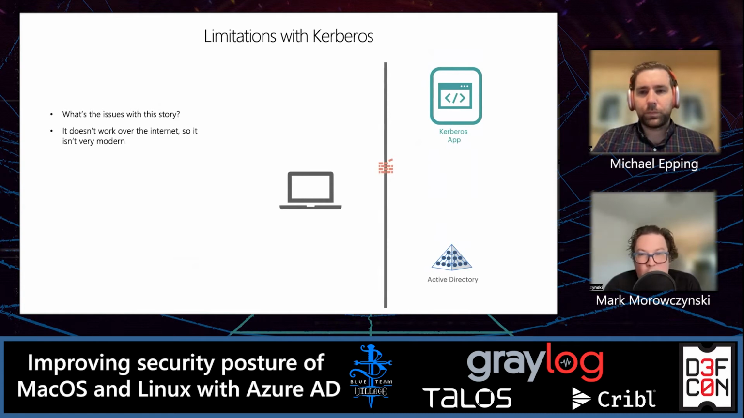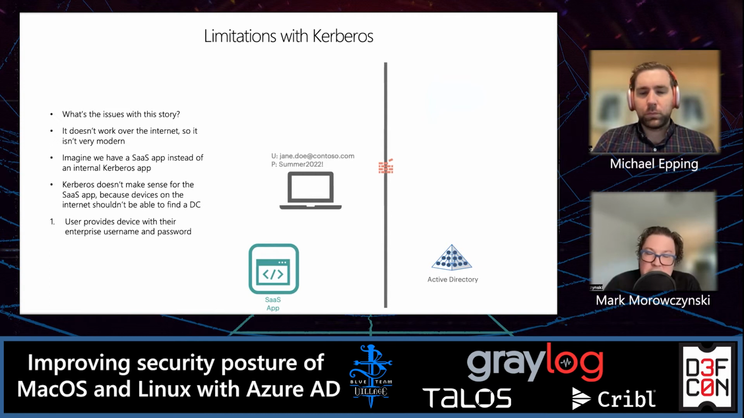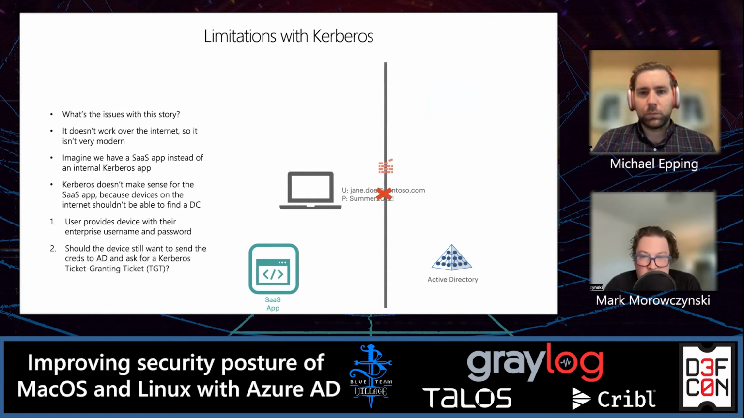So let's walk through what would happen if, instead of a Kerberos application on-prem, we had a SaaS app that used Kerberos authentication. The first thing is we're going to need a way to have the client talk to that domain controller to get that Kerberos TGT and that Kerberos TGS. And your domain controllers should not be on the internet. So this is actually not going to work. Now, if you're sitting there thinking to yourself, what are you talking about, Mark? My DCs are on the internet. Stop watching this video.